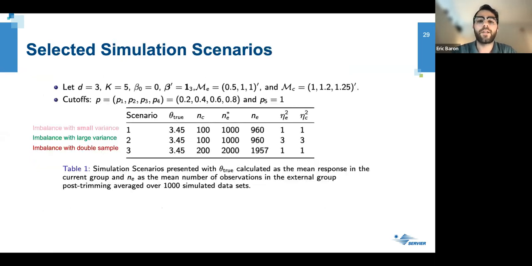So now our select scenarios, we have three scenarios we'd like to present today. We explore scenarios with three covariates, so D being three, and K equals five, the number of strata. The reason for using five strata: there was a paper within the RCT setting, with two arms, another paper called Wong et al. 2021.